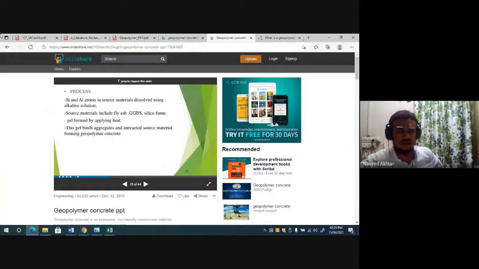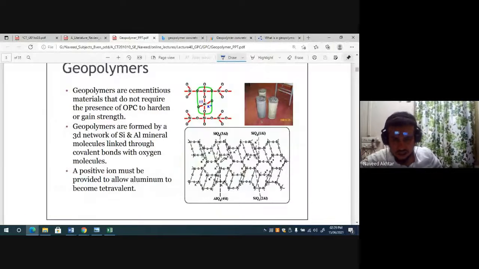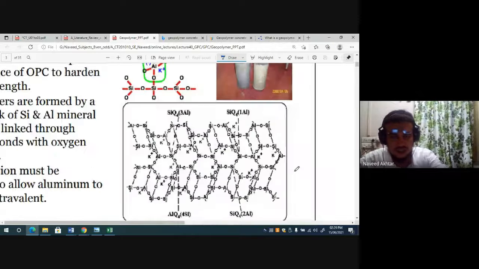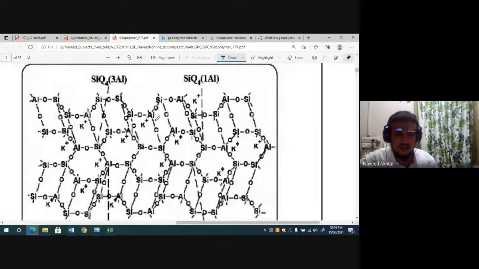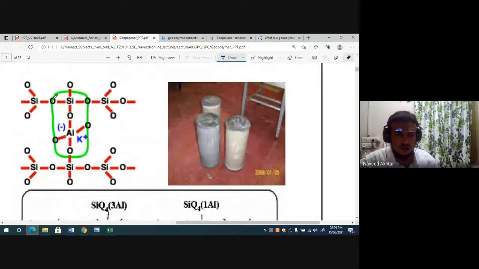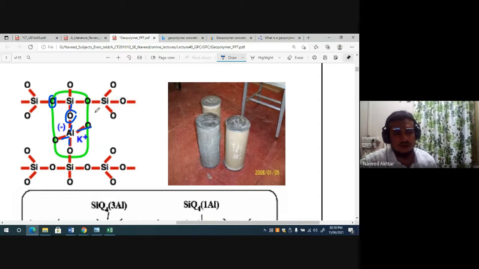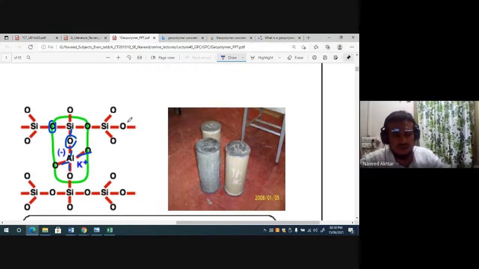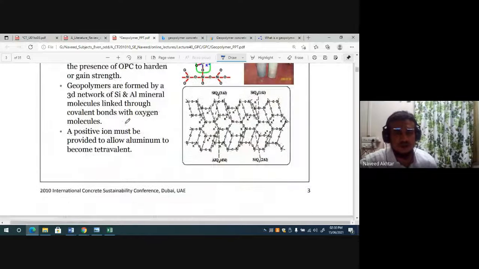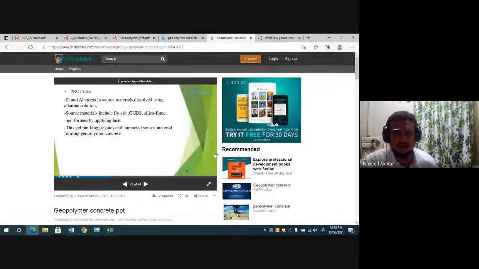As we have seen here, this is our old slide. You can see here the chain of the reaction. You can see the bond between the siloxo bond, called O, this O, here again O, this silicon, aluminum, then the covalent bonds are formed, and very strong bonds are formed. That is the chemistry of geopolymerization.